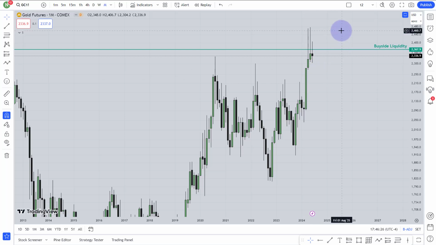So from the monthly chart, I would love to see that price will go to that bullish fair value gap, maybe until the consequent encroachment. I'll be bearish. Then I will keep looking for buys.